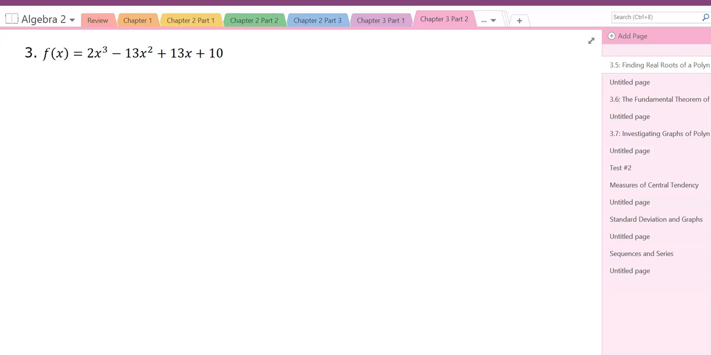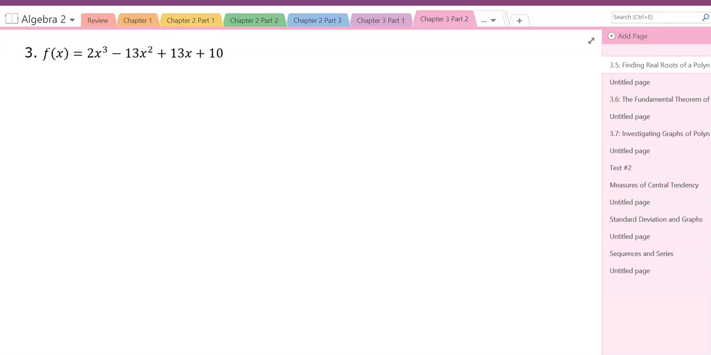Okay, so we're just going to do a couple more, similar to what we did yesterday, where we're going to make our list of P's and Q's and then use that list to try to help us find some of these zeros. So we're going to do this one together.